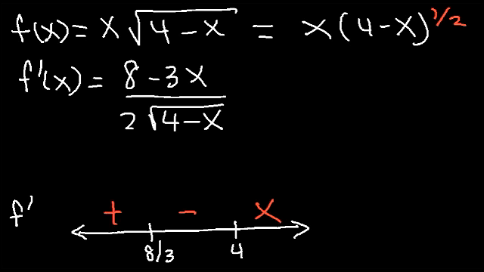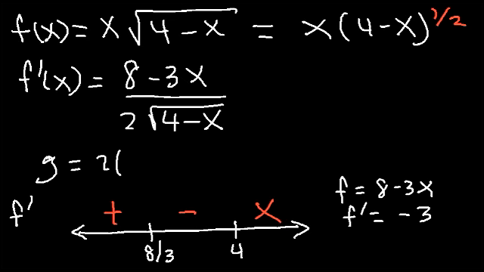So now we need to find the second derivative. So we need to use the quotient rule. So f is going to be the top function, that's 8 minus 3x. So f prime is going to be the derivative of 8 minus 3x, which is negative 3. G is going to be 2 times 4 minus x raised to the 1/2. So g prime, which is the derivative of that, it's going to be 2 times 1/2.